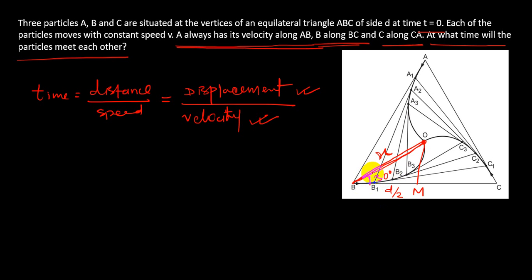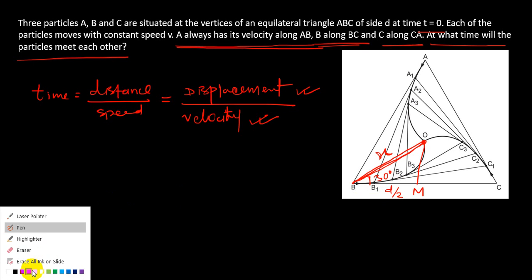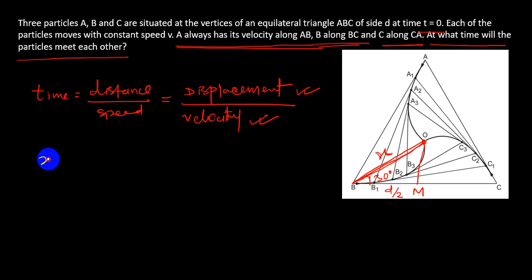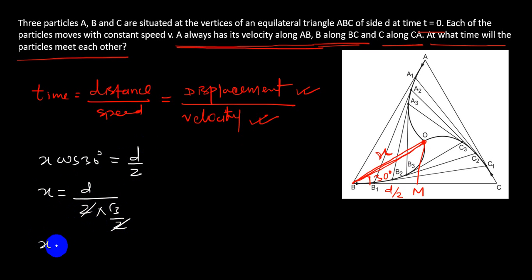So what can I say from the triangle? I can say that x cosine of 30 degrees is going to be d by 2. So from there we can get the displacement x. So what is x? That is d by 2 by cos 30. So cos 30 is root 3 over 2. The 2 gets cancelled out, and the displacement that we got is d over root 3, right?